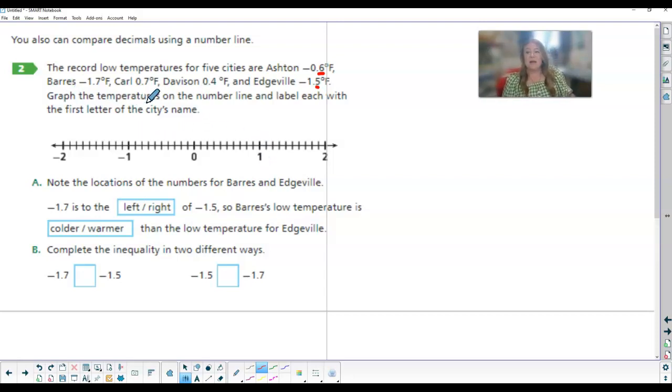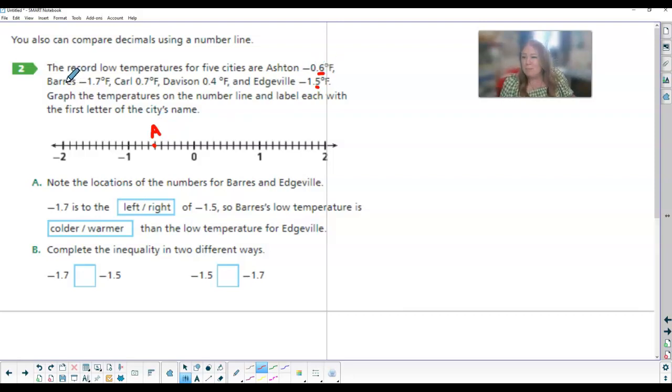So first we're going to graph the temperatures on the number line and label them with the first letter of each city's name. So we're going to start with Ashton, which is negative 0.6. So I'm at 0, I'm going over to the left, 1, 2, 3, 4, 5, 6. So here's negative 0.6, and this is Ashton.